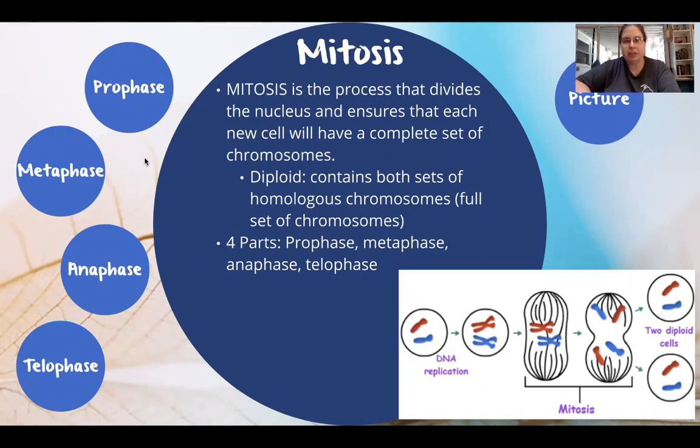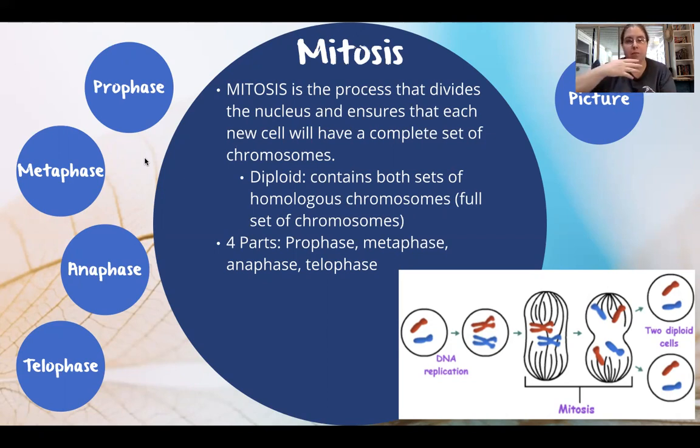Now, in mitosis, the point of it is to start off with a diploid cell. Diploid simply means it contains both sets of homologous chromosomes. In other words, it's your full set of chromosomes. Remember, 23 pairs or 46 total. That's diploid. So what you want to do is start off with one diploid cell, divide it, and end up with two diploid cells. And ideally, if you did it correctly, then you should end up with two diploid daughter cells that are genetically identical to each other as well as to the original parent cell.